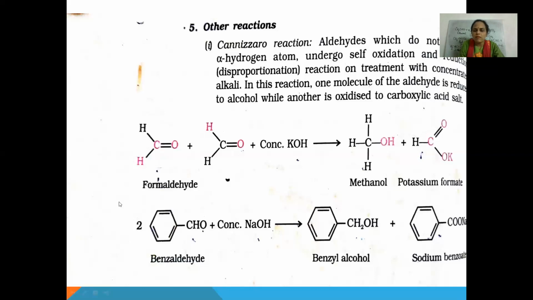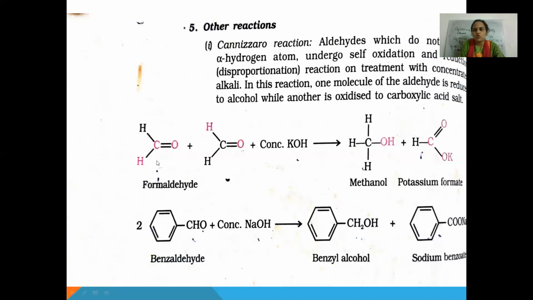So methanal and benzaldehyde will undergo Cannizzaro's reaction. Both are aldehydes which do not contain alpha hydrogen atom. This is the condition here. Aldehydes which do not contain alpha hydrogen atom in them undergo disproportionation reaction, that is self-oxidation and self-reduction in presence of concentrated base, in which one of the molecules gets reduced to alcohol and the other molecule gets oxidized to sodium or potassium salt of carboxylic acid.